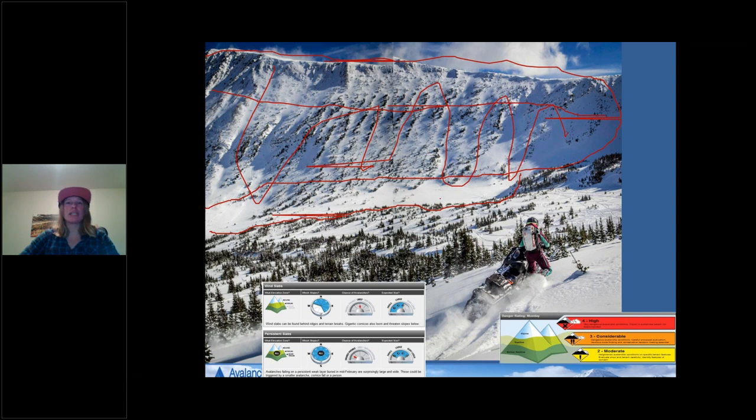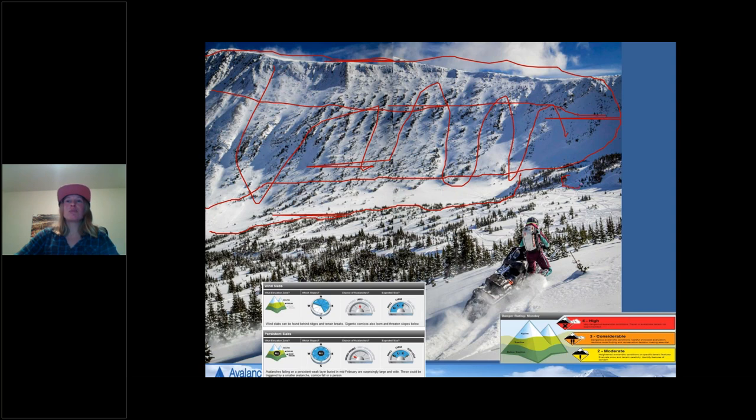Because even though my slope angle here might be 0 degrees or 5 degrees, it's still within the runout. And personally, I've accidentally triggered avalanches up to a kilometer away from me. I've skied down into or sledded down into a flat meadow, and all of a sudden the whole mountain's coming down from super far away. So with these types of conditions, I would want to avoid that.